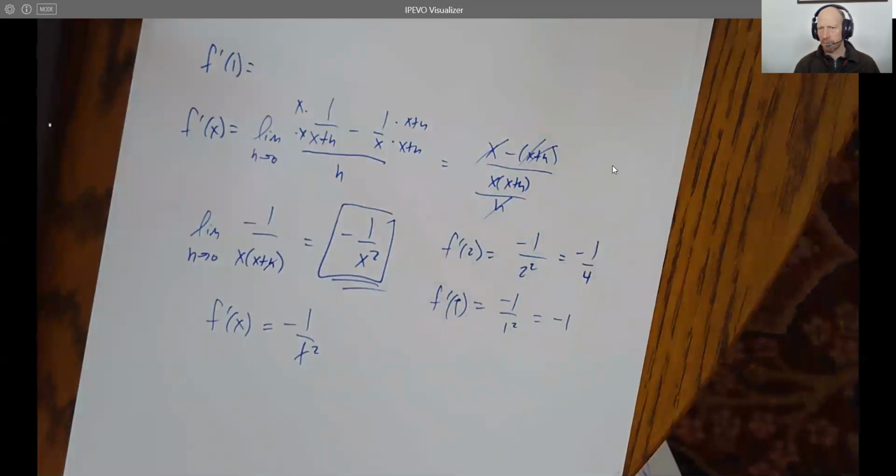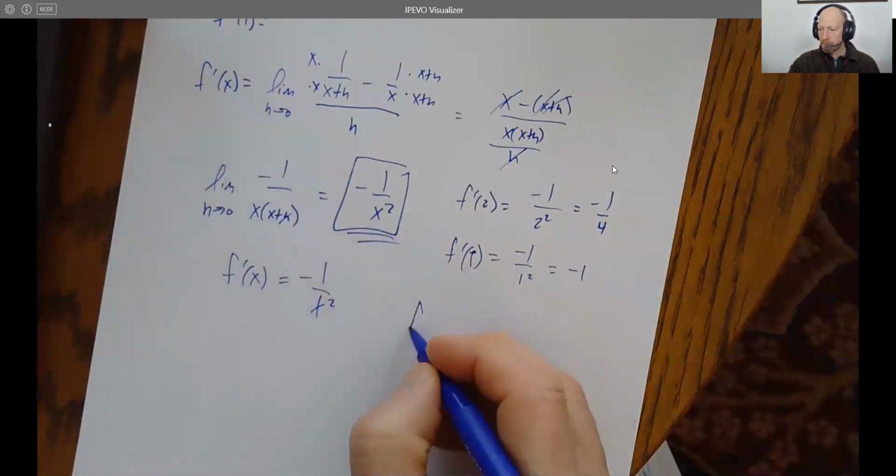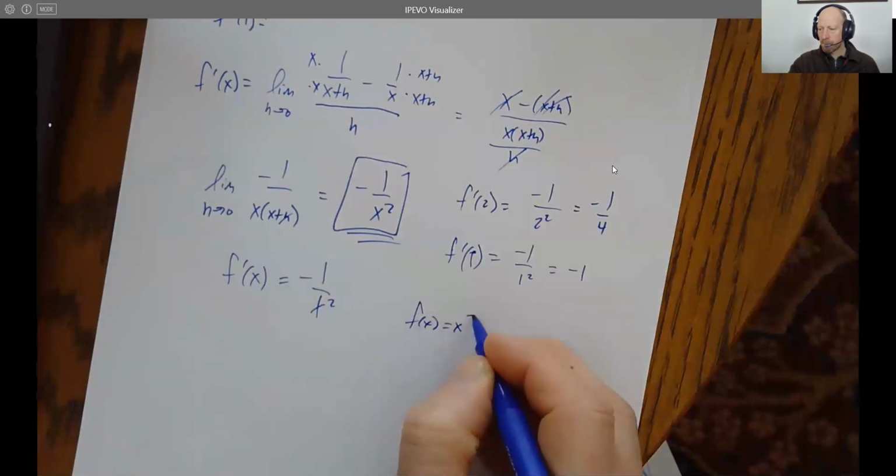Okay. I have a quick question. Yeah, great. If you're given an equation for f of x, like x squared plus 2, and you're not given an x value, how would you find the derivative of that?